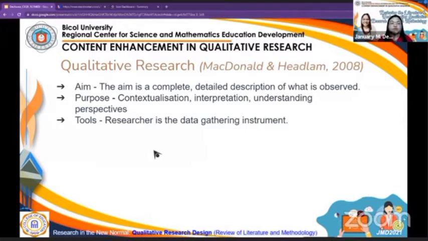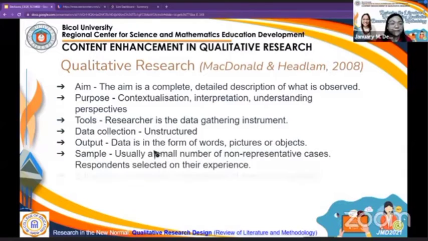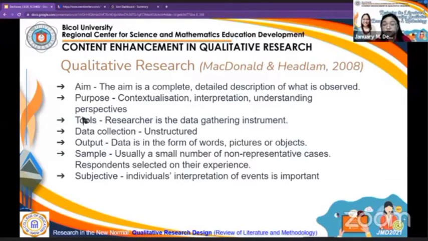Qualitative research, most of the time, is concerned with the quality of information. And it uses qualitative methods, of course, to gain understanding. Usually, we say that it's non-numerical most of the time. That's how we view qualitative methods. However, here are the key features as shared by MacDonald and Headlam. In a qualitative research, the main aim is to provide a complete, detailed description of what is observed, and its main purpose is to contextualize, interpret, and understand perspectives.